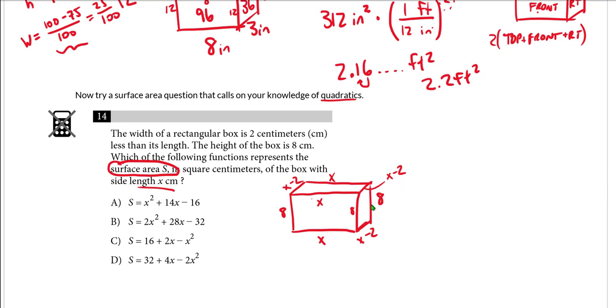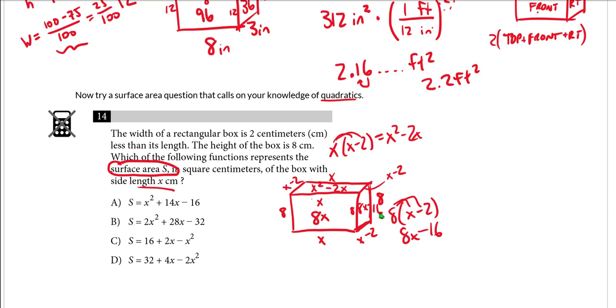And now I think I am sort of off to the races here. The front face will have an area of 8x. The top face will have an area of x times x minus 2, which is going to equal x squared minus 2x. I am just distributing that x out there, so that's x squared minus 2x. And then over here on the right, this right face is 8 times x minus 2. Again, let me write that out so I don't make any careless mistakes. That's 8x minus 16.